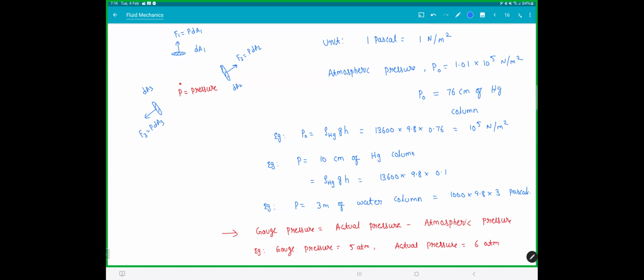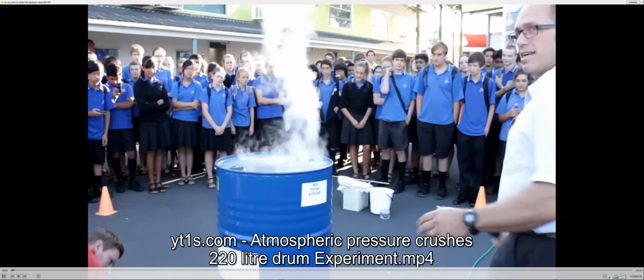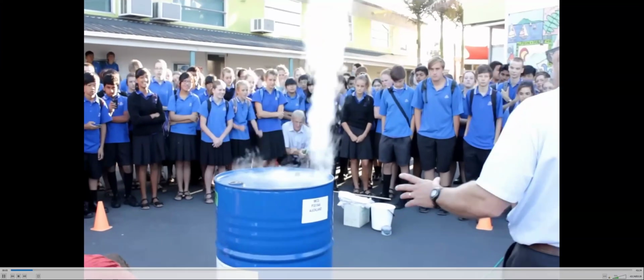Clear that? So this atmospheric pressure can be really huge. It doesn't feel that way because day to day it cancels out. So you feel it is nothing, but let's see how deadly it can be. And it's part of the Year 9 science curriculum.